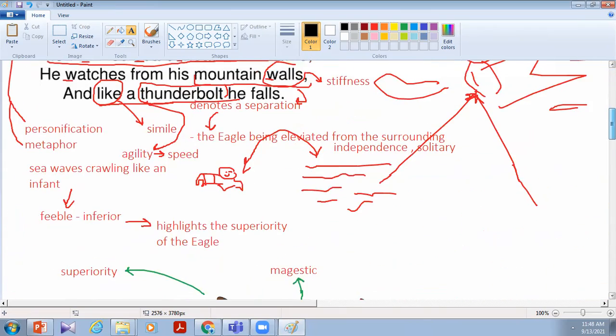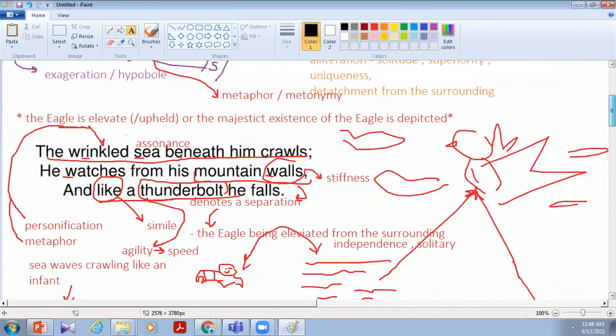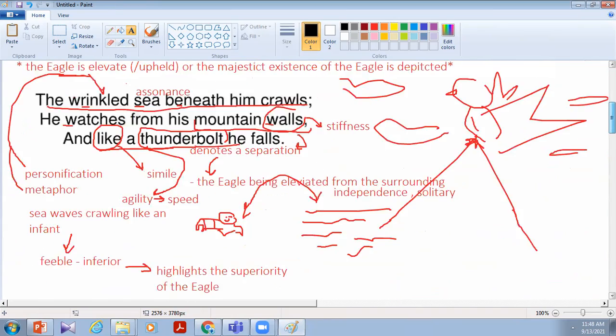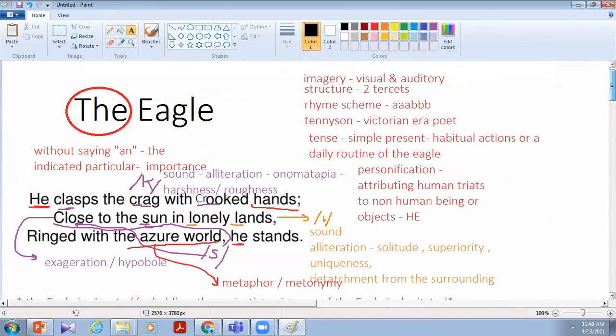We have discussed that, right? How it's a glorification of nature, how the nature's elements are being glorified. Then transient power, nature of power. So how the power changes. That means the impermanence, right? The impermanence, like the eagle coming.